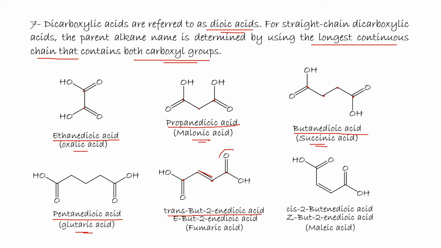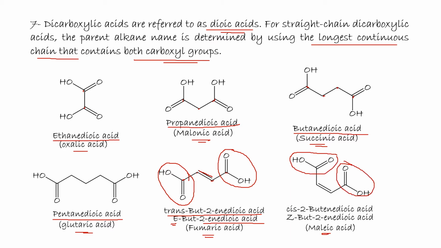Or these 2 are in different directions, so we get E. So it's (E)-but-2-enedioic acid. Common name fumaric acid. If these 2 groups are on the same side, it's maleic acid as the common name, and cis or Z-but-2-enedioic acid as the IUPAC name.